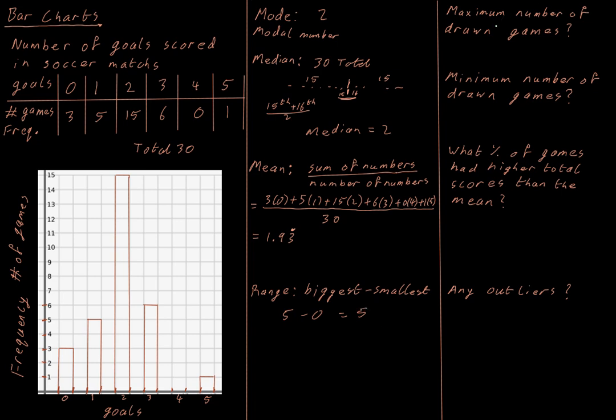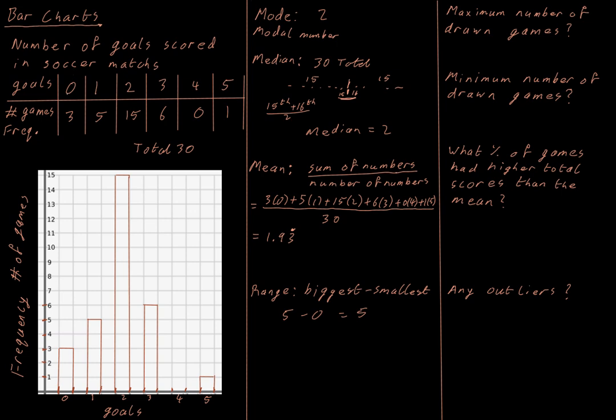Now, these two are more reasoning questions. What is the maximum number of drawn games? So the maximum number of games that ended in a draw. Well, this isn't really a maths question directly. This is, say, a reasoning question. To get a drawn game, you'd have to have gotten an equal number of goals between both teams. So when could that happen? Well, you'd have to have an even number of goals so that both of them could have gotten the same, or you could have gotten no goals.